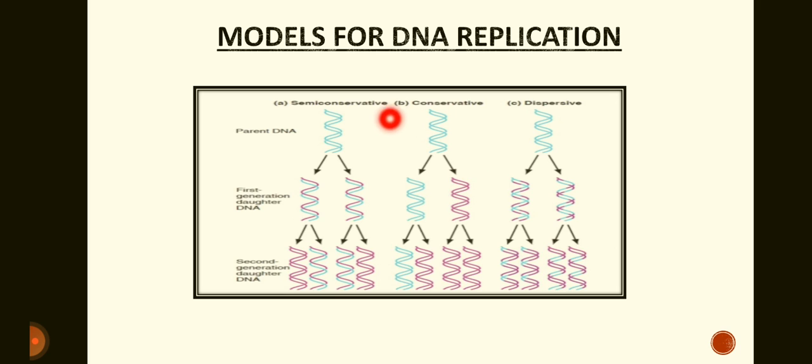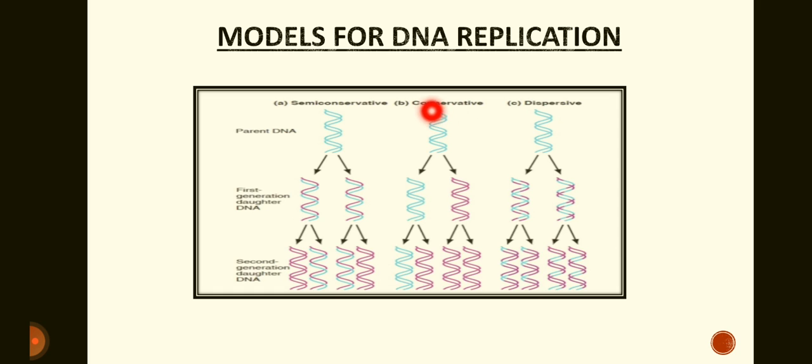Now let's discuss semi-conservative DNA replication. Here, each DNA strand serves as a template for the synthesis of a new strand, producing two new DNA molecules, each with one new strand and one old strand. This is called semi-conservative DNA replication.